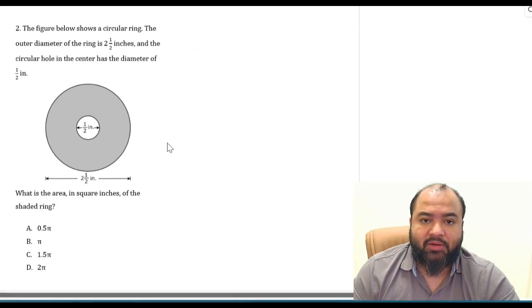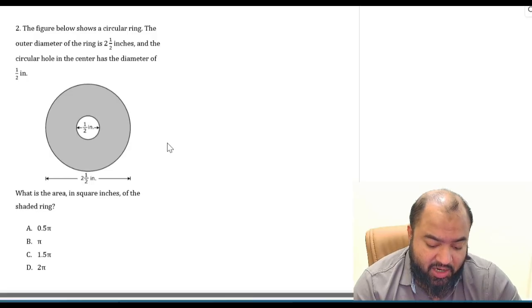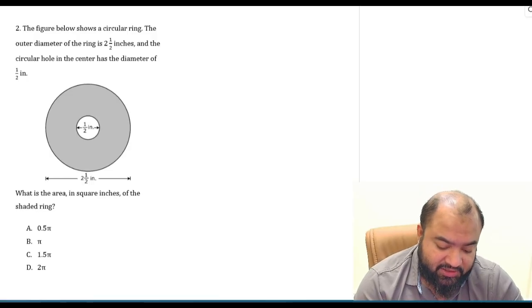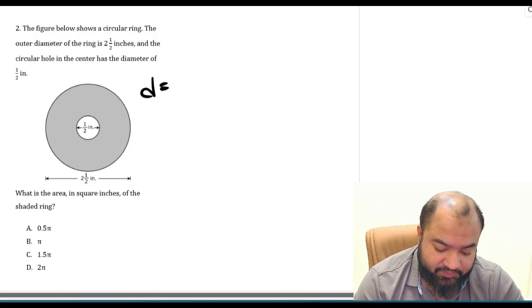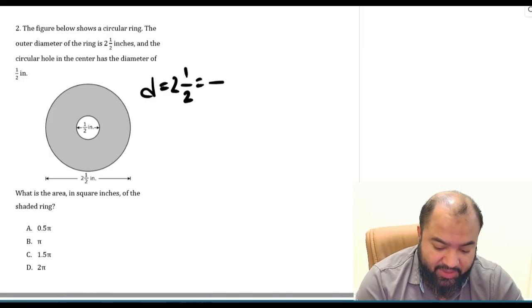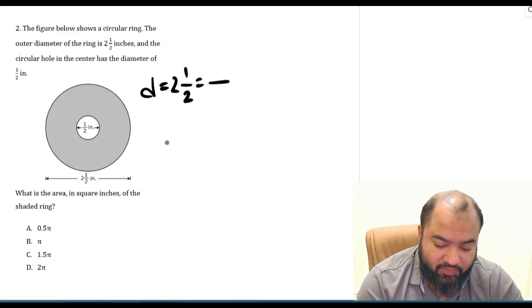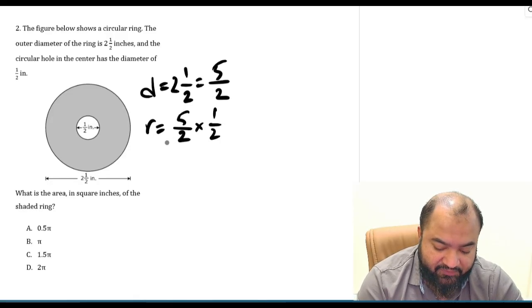Let's try question number 2 the same way. First of all, the diameter of the big circle is 2 1/2. I'm going to make it improper. So 2 times 2, 4 plus 1, 5/2. Radius will be half. So 5/2 times half, that's 5/4. How do you find area? Pi r squared.